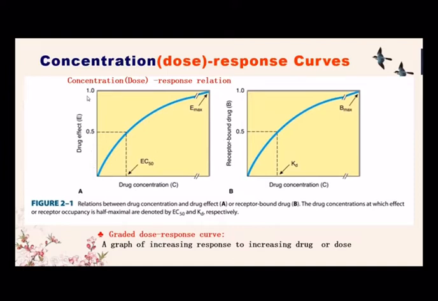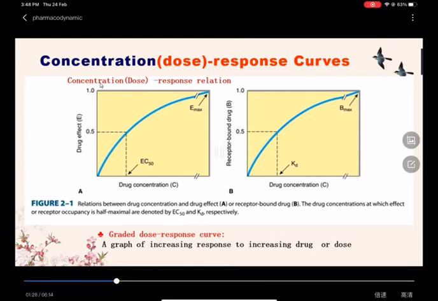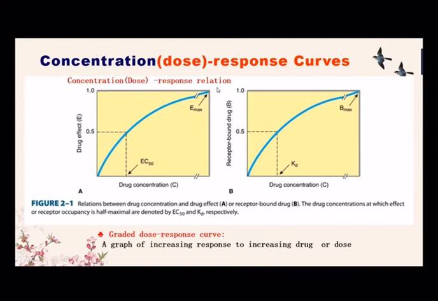The relation between the dose and response, we call it the dose-response relation or concentration-response relation. The curve, we call it the dose-response curve or concentration-response curve. So, a graded dose-response curve is a graph of increasing response to increasing drug dose. What is graded? We will discuss it later.